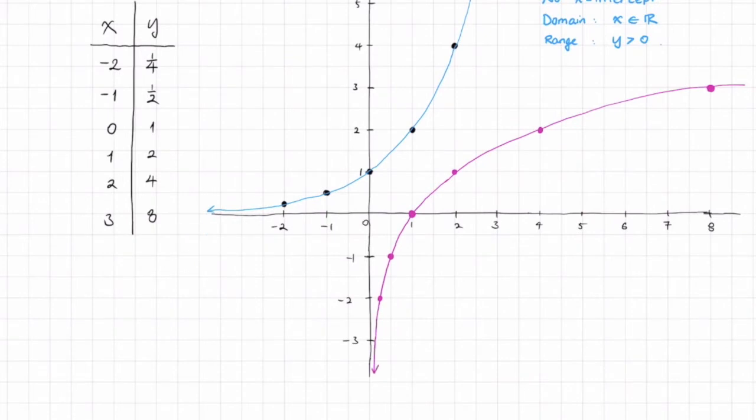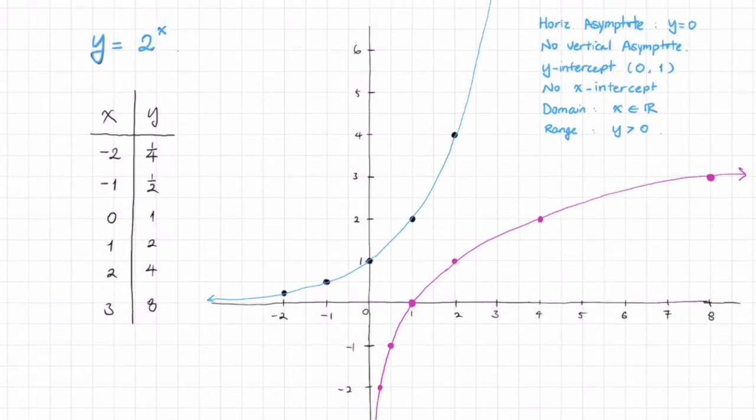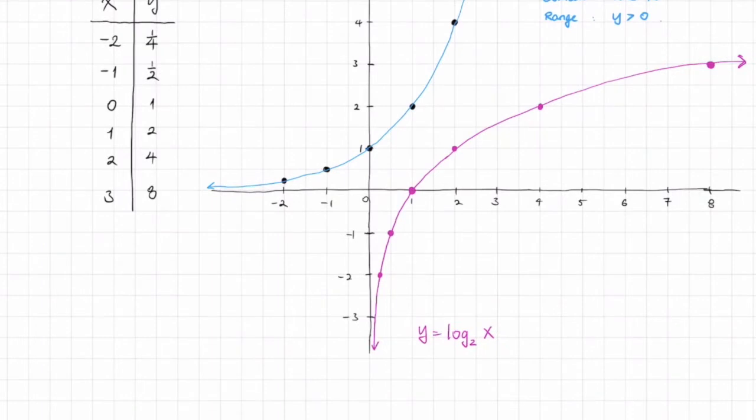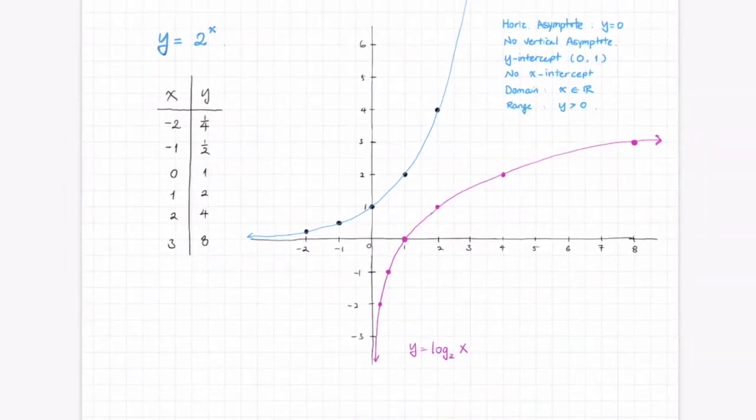Okay, so this graph is the graph of y equals log base 2 of x. Right, so we know a couple of things about it. We know that there's no horizontal asymptote because in this case, the graph will grow forever. It's going to grow very slowly, but it's still going to grow forever. So no horizontal asymptote. And there's a vertical asymptote actually, and that's x equals 0.